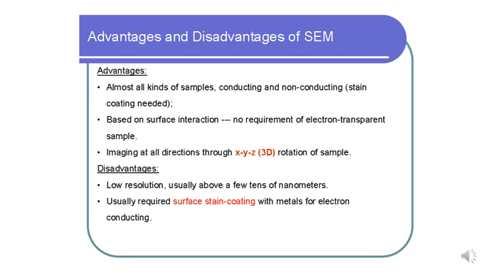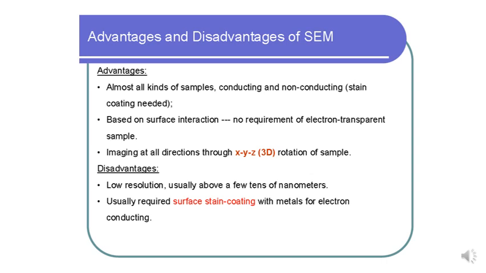Okay, next, this is the part on the advantages and disadvantages of SEM. For the advantages, SEM can analyze almost all kinds of samples, conducting and non-conducting. If the sample is non-conducting, it does require a coating. Another advantage of SEM is that it is based on surface interaction, totally depending on the surface interaction, so there is no requirement for an electron-transparent sample. And the image is actually in 3D form, so you will see the image clearly, as you can see outside.